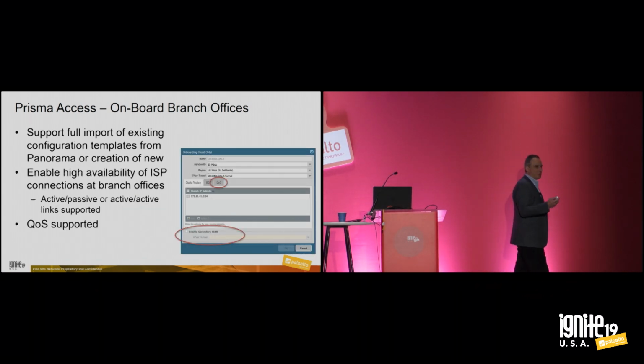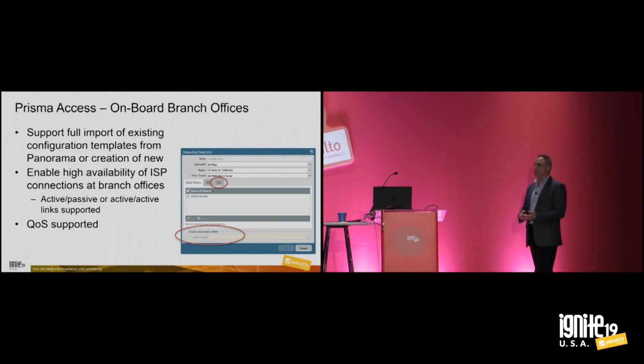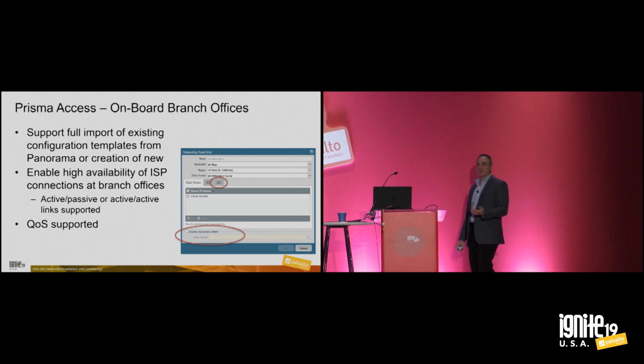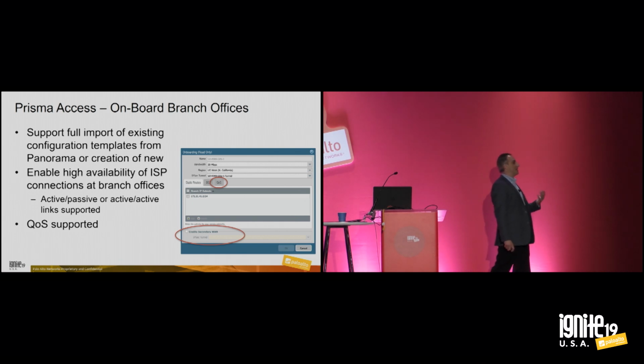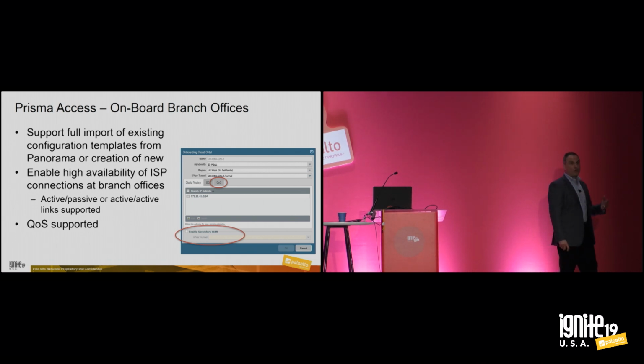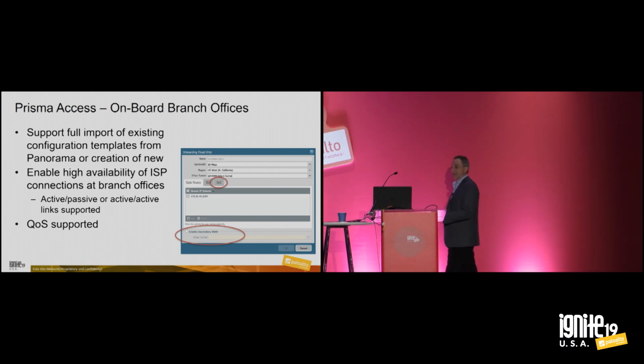If we're really talking about MPLS, taking that out and using this as a service, now you're going to have redundant ISPs at each of these branches most likely. So we can fully support that. We can support that as an active passive, or we can support that in an active environment. Both of those are fully supported with Prisma Access. As well as I had mentioned QoS support. I'm not going to lie to you.